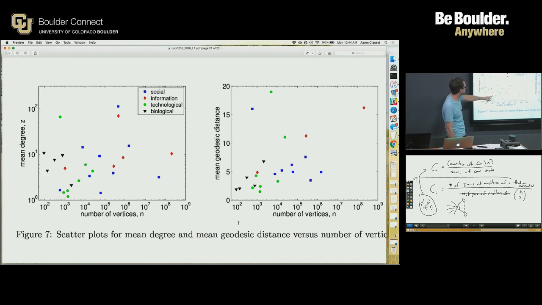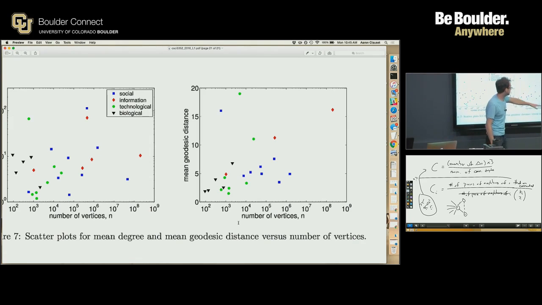You see that biological networks are small, all down here. Social networks are much bigger. Information networks much bigger. Maybe there's a positive trend. The bigger your graph is, the higher the average degree. That's kind of an interesting observation. And then over here, this is the mean geodesic path length as a function of the size. So if it's the case that things are growing like log n, we would expect to see a linear relationship here, which is about, if you squint, what you see.